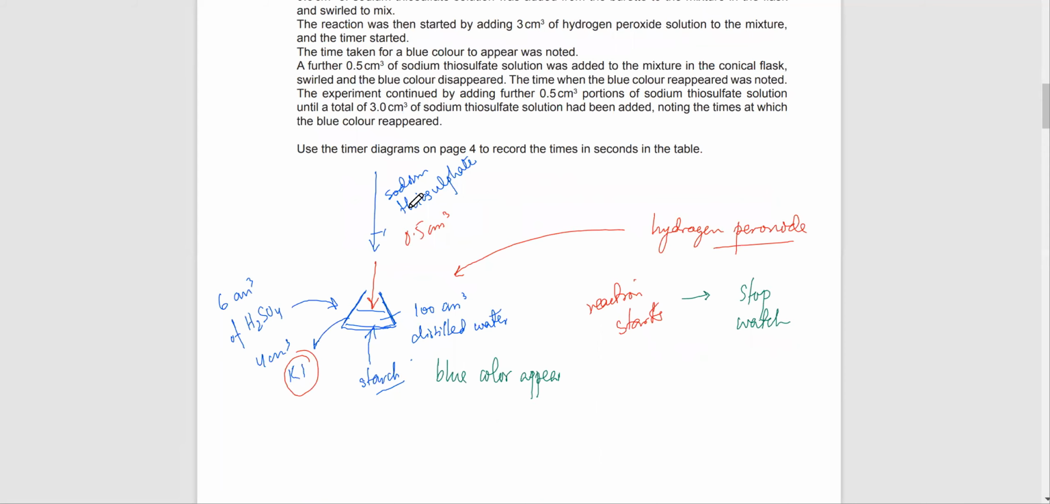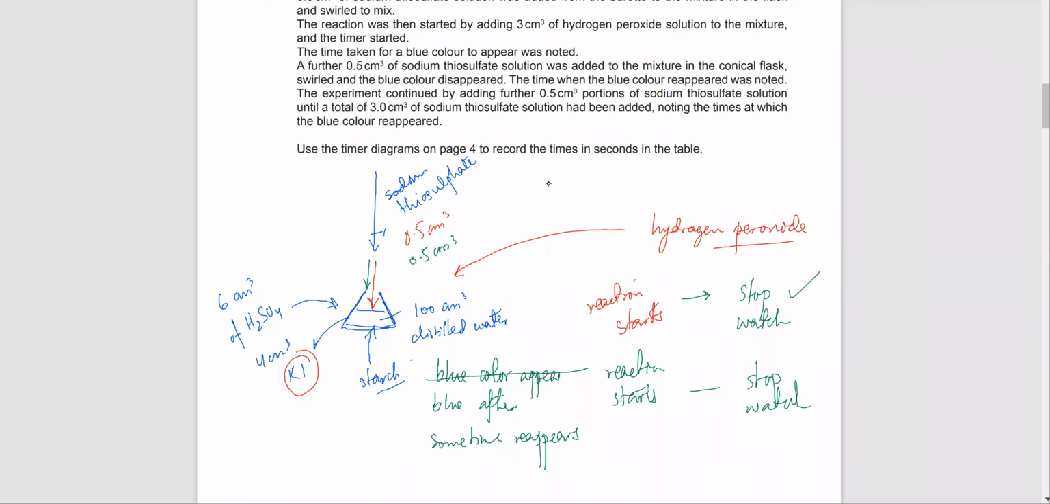So what he's doing is he added 0.5 cm3 of thiosulfate. Once this is done and he stops the stopwatch, he adds another 0.5 cm3 of thiosulfate. And then he stated that this blue color disappeared, and then you start the stopwatch again. He says that the blue color after some time reappears. It reappears, and you stop the stopwatch. You measure the time.